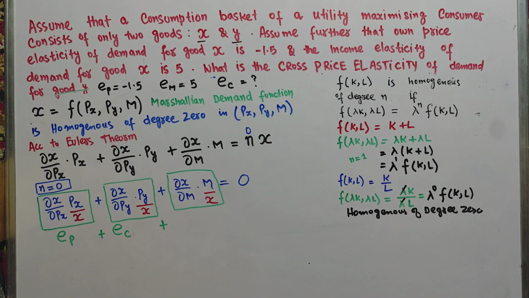And here you can see this other term. What exactly is this? It simply tells us the change in the demand of good x due to the change in income, times income upon x. This is actually the income elasticity of demand. Let's denote it by E subscript M. It should be equal to 0.